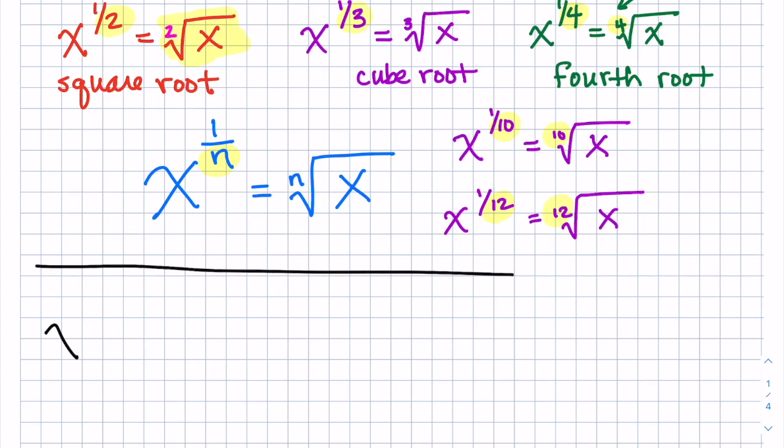What if I have something like x to the 2/3 power? Well, we already know what happens to this number on the bottom, right? So that's going to become your index of your radical. And then the rest of your exponent can pretty much stay the same.